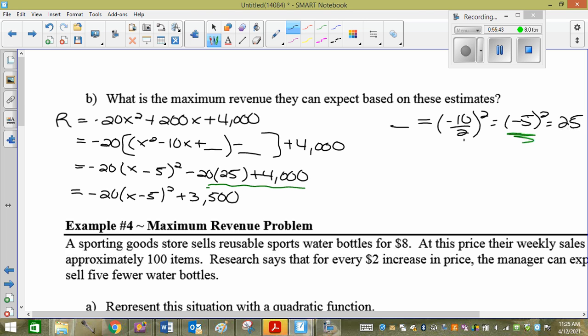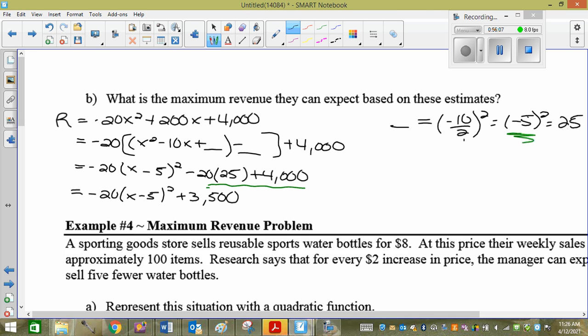Awesome. So in this case, they asked for the maximum revenue. What part of this equation is the maximum revenue? Joy, where do I get the maximum revenue from this equation? We get the maximum revenue from the Q, which is represented by 3,500.